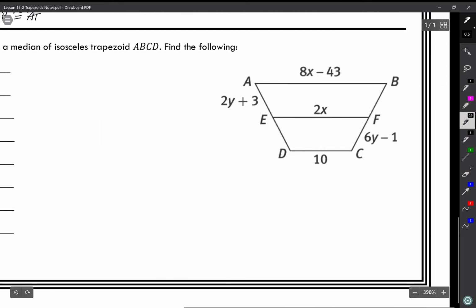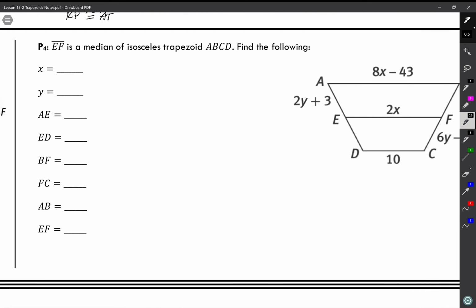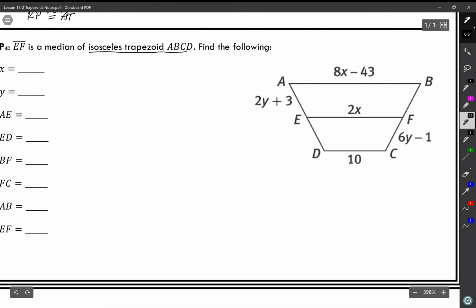All right, our last problem here. This one looks hard, but I promise you it's not because we know a lot of stuff. So let's read what it says. EF is a median of an isosceles trapezoid ABCD. That's a lot of information in just one sentence right there. It's a median, so I know that E and F are midpoints, so I know that these two are congruent. For sure, these two as well, on the right.